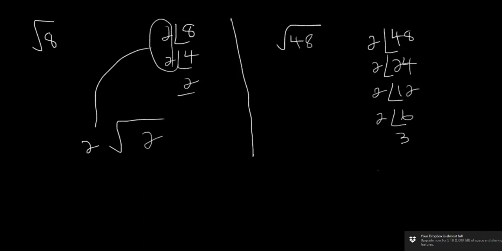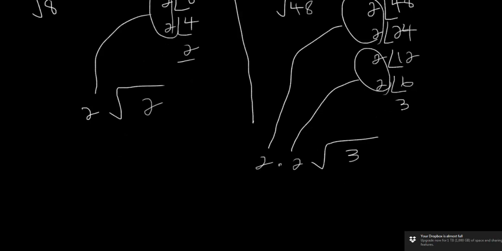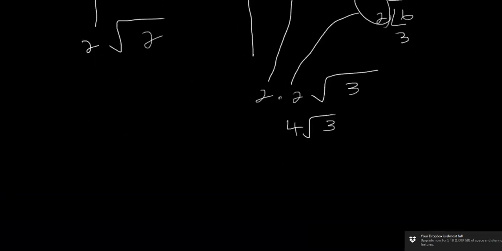So now I ask myself, did anything repeat twice? Well, this 2 repeated. This set of 2 repeated. So for each time that it repeats, bring it out once. 2. I can bring this set out once times 2. And this 3 here did not repeat. So I leave it on the inside. So that is 4 square roots of 3. Let's keep going.